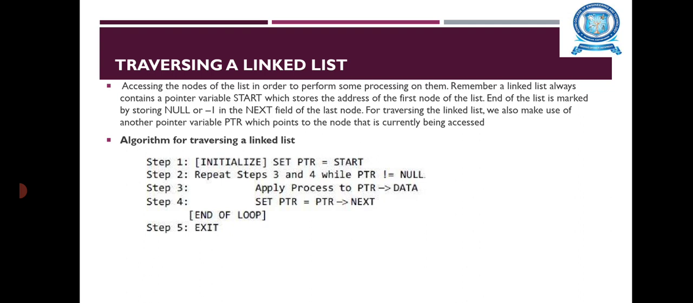That means each node contains two fields. The first one is the data, the other one is the pointer field. In that pointer field, that points to the next data. Then in this step 4, we can move to the next node by making the pointer variable point to the node whose address is stored in the next field.